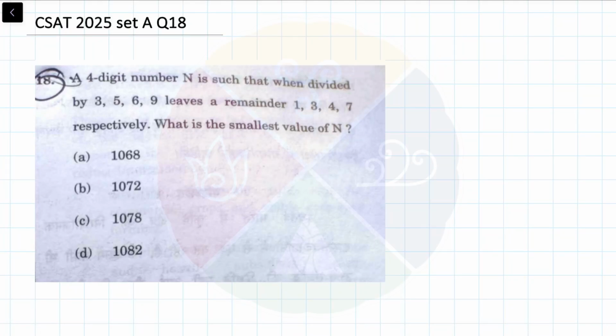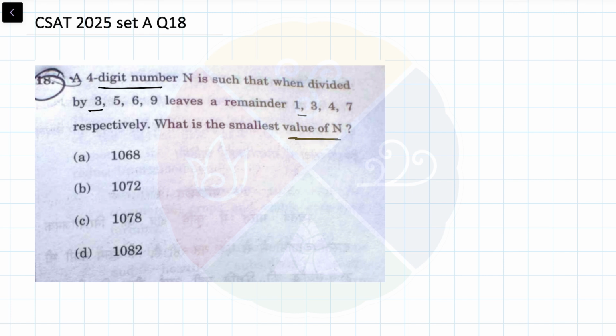Now there are several ways to do this problem: the proper systematic way and the divisibility way. I'm going to do the divisibility way first because that's faster. We have a 4-digit number n such that when divided by 3, 5, 6, 9, you get remainders 1, 3, 4, 7 respectively. What is the smallest such value of n?